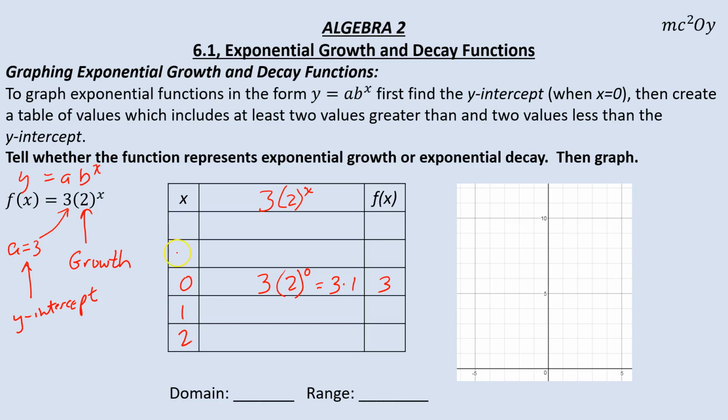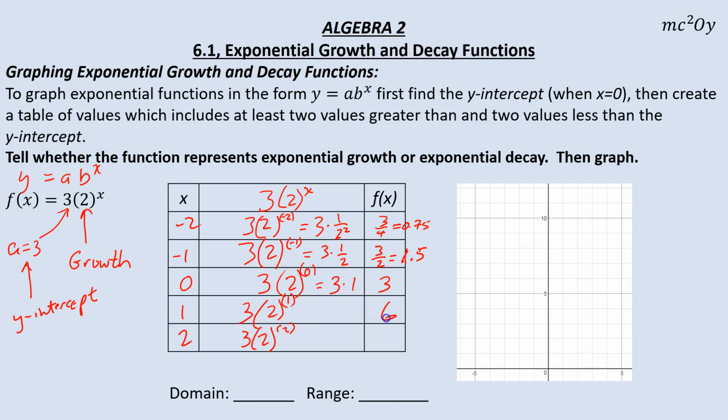Then I'm going to use 1 and 2, -1 and -2, just two values above and below, or before and after, the y-intercept. So 3 times 2 to the first, 3 times 2 to the second. Notice I'm just substituting values in for x here. 3 times 2 to the -1st. And then 3 times 2 to the -2nd. Well, 2 to the -2nd is 1 over 2 to the 2nd, or 1 over 4, so this is 3/4. The other way to think about it, 0.75, may make a little more sense on your graph. For -1, that's 3 times 1 over 2, which is 3/2, or 1.5.